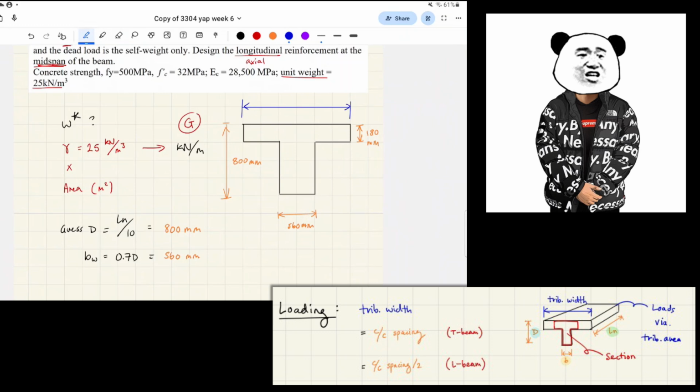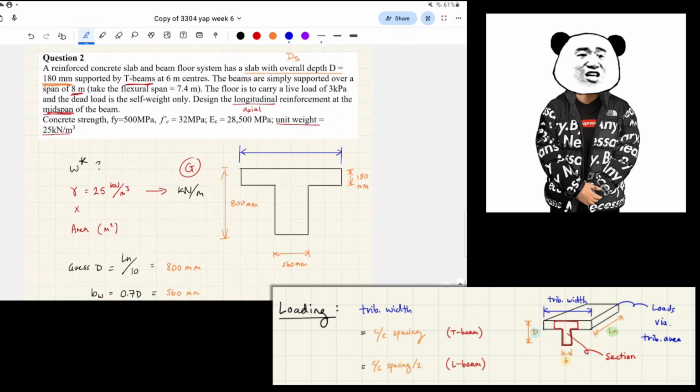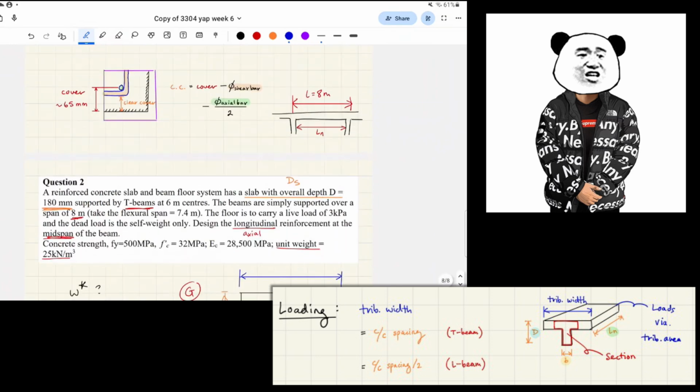So what's the tributary width? This is the thing I told you earlier. It's the center to center spacing. Do we take it as 8 meters in this case? That's the span, right? The span is the lengthways direction.